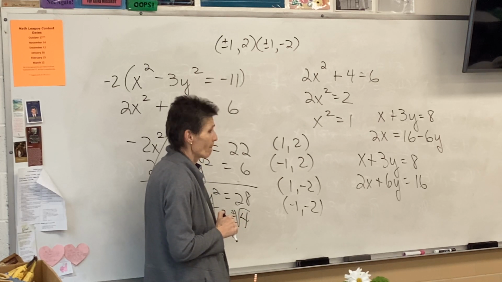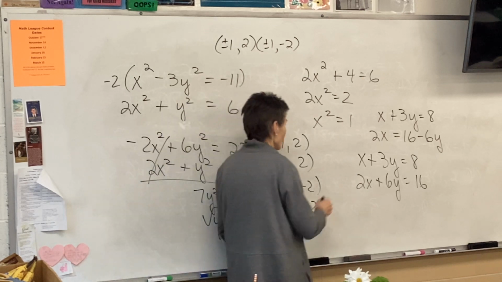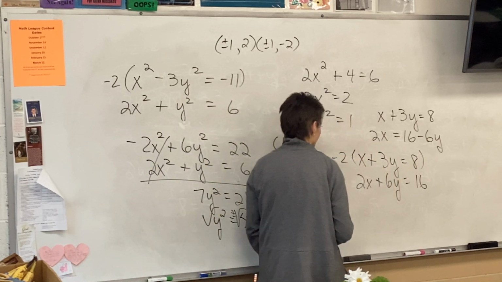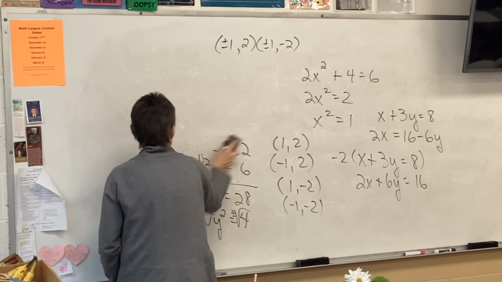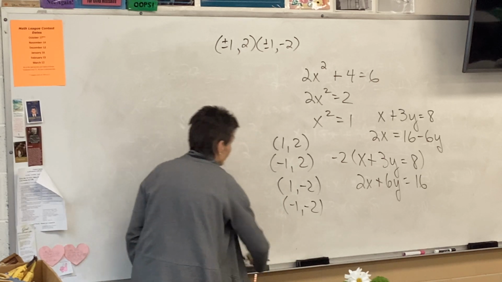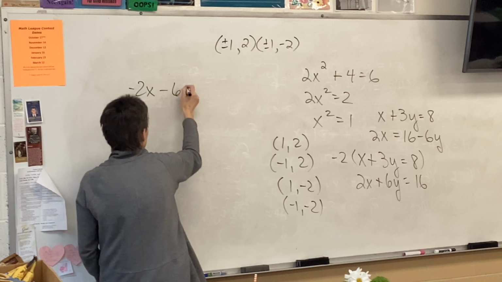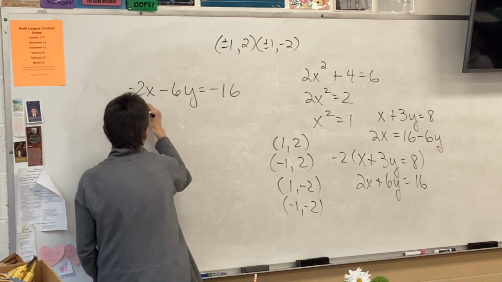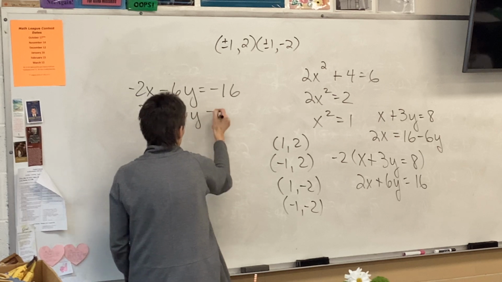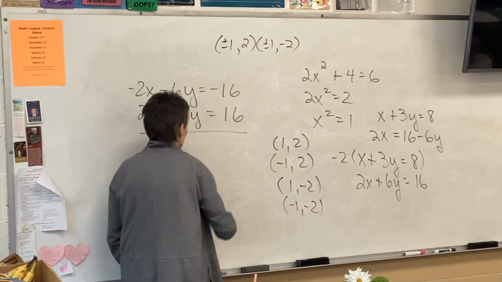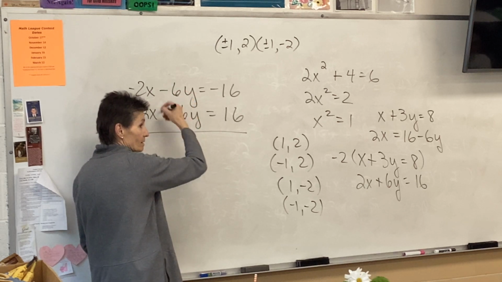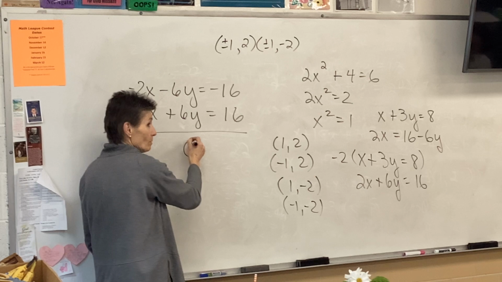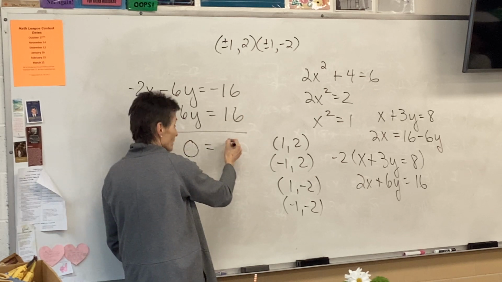All right, what do you want to do? Multiply the top row by -2. Okay, so I'm going to get -2x minus 6y equals -16. Uh-oh. We're done. We're done. 0. What do we have on this side? When we add, 0, and over here we have 0.